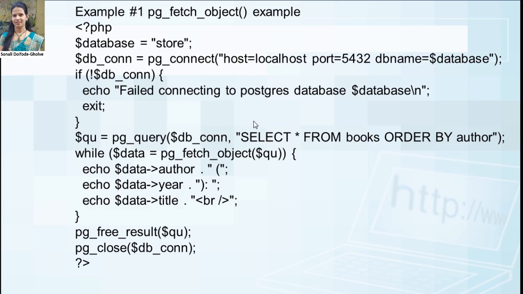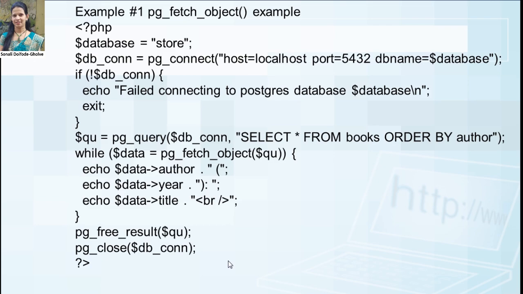And here is one example for this pg_fetch_object. $database equals to store. $db_connection equals pg_connect with host equals localhost, port equals 5432, dbname equals $database. If there is no $db_connection, then display failed connection to Postgres database $database. Next is pg_query with $db_connection, we are using this variable here: select from books ordered by author. While $data equals pg_fetch_object, we are using the function pg_fetch_object for this $q. And then here we can print the data.